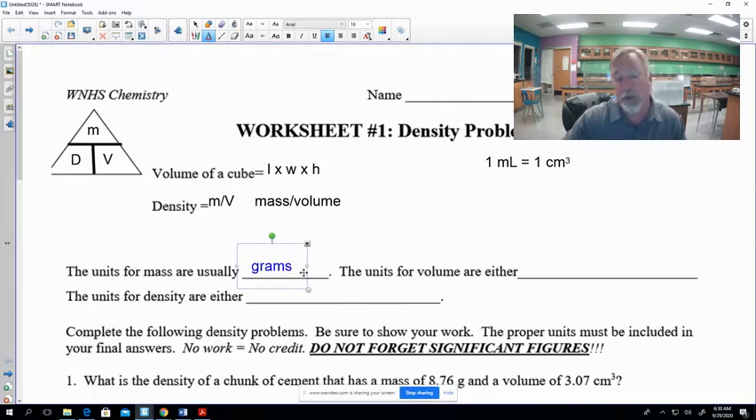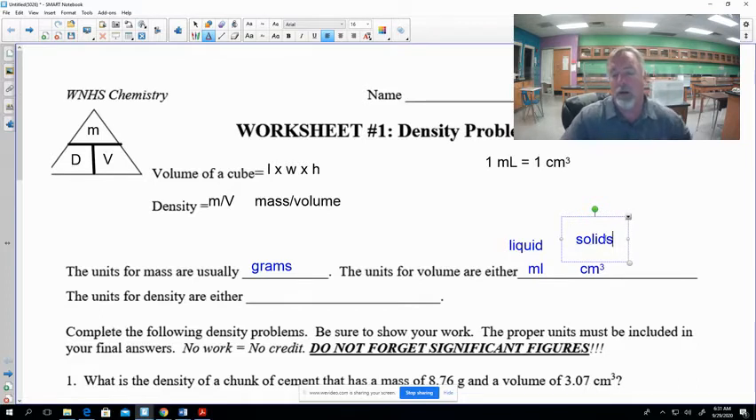The units for volume kind of hinted at it up here already. It's either going to be milliliters if we're talking about a liquid, or it's going to be centimeters cubed if we're talking about a solid. Remember, because solids we can measure the sides, we're going to measure those in cubic centimeters. Liquids, on the other hand, we get their volume by using a graduated cylinder.